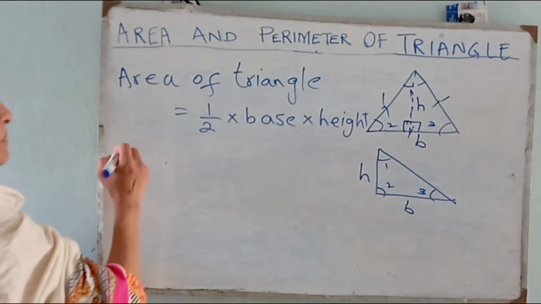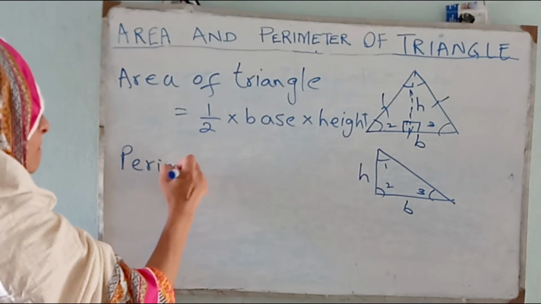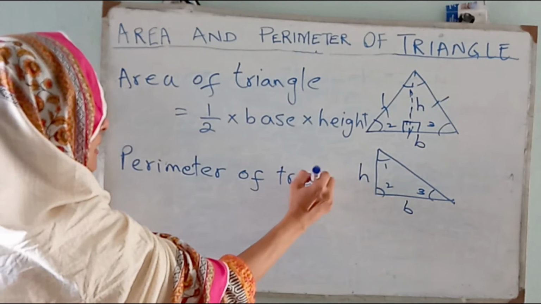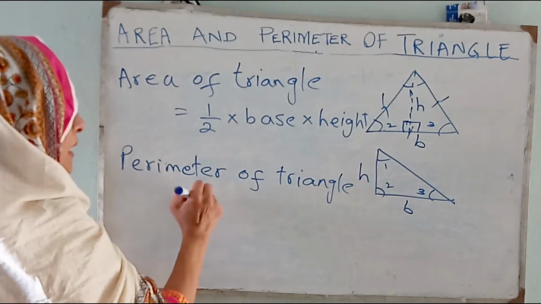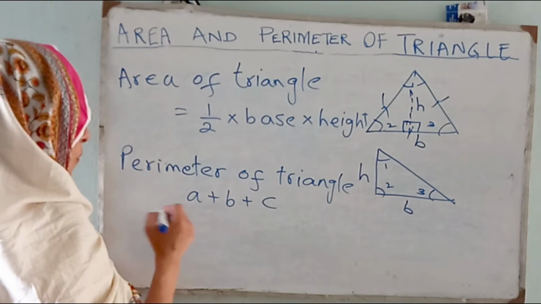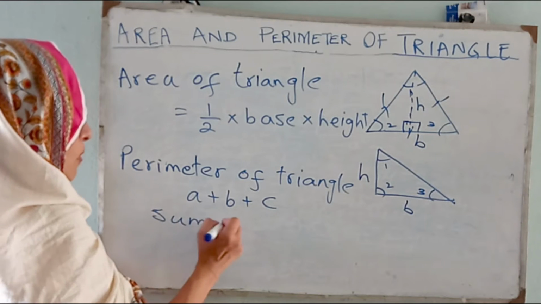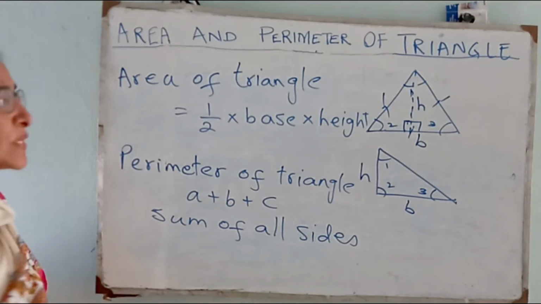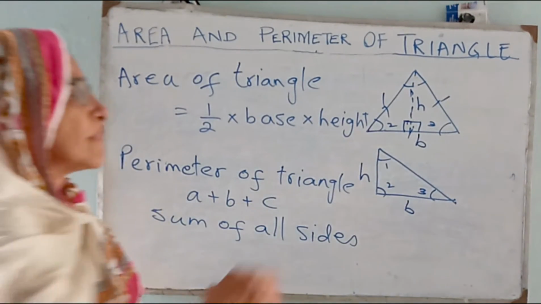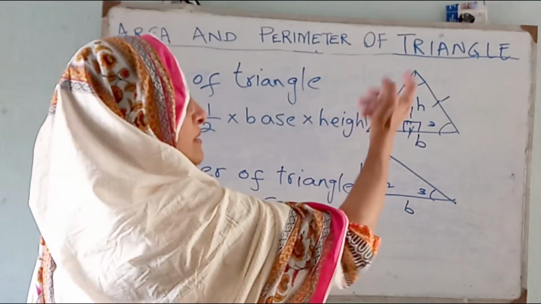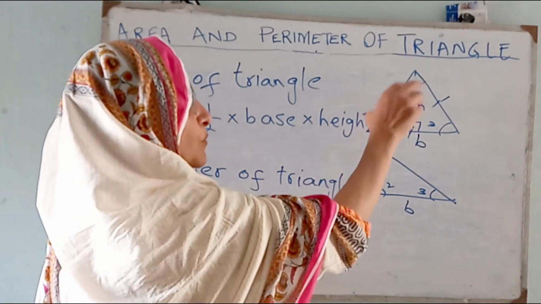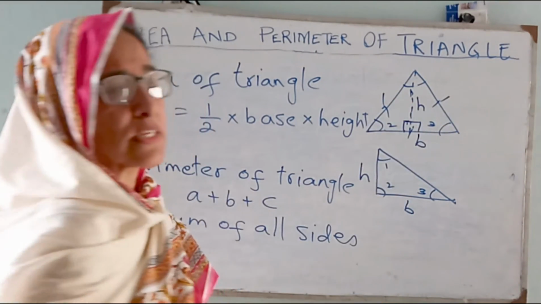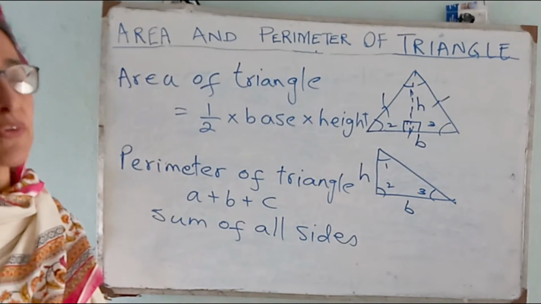And what about the perimeter of a triangle? The perimeter of a triangle is A plus B plus C, or you can say it is the sum of all sides. When we are talking about the perimeter of a triangle, we have to add all the 3 sides. I have named them A, B, C. You can name them any alphabet you want to. So when we add these 3 sides, we get the perimeter of a triangle.